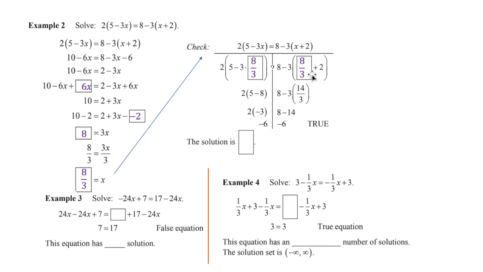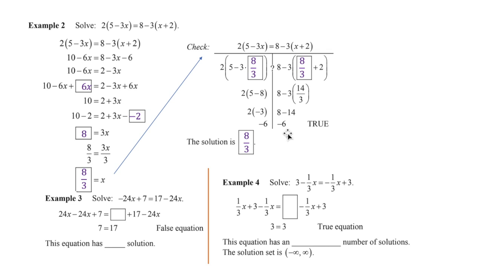On the right-hand side, I'll first need to find a common denominator. So 6/3 plus 8/3 is 14/3. When I multiply by 3, our numerator and denominator here reduce, giving me 8 minus 14, which is also negative 6. Again, we created a true statement, so our solution is in fact 8/3.